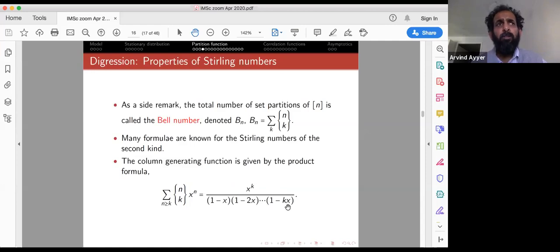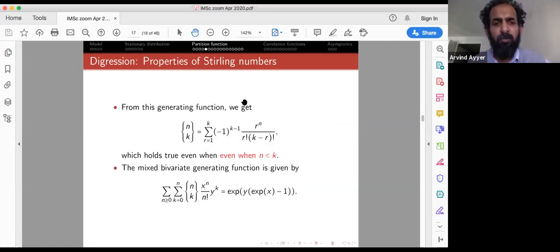Now you can use your standard partial fractions from high school, and then you can expand this out, and each of them is just a geometric series. So you can use that to get an explicit formula for the Stirling numbers. Unfortunately, this has signs, so it's not super nice.